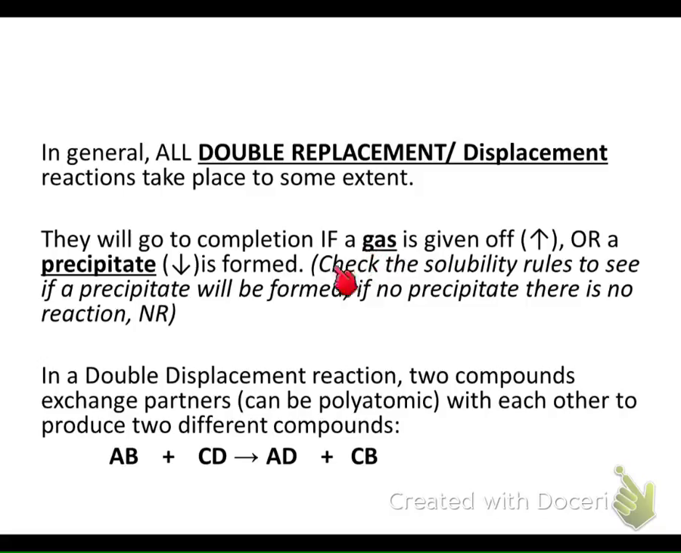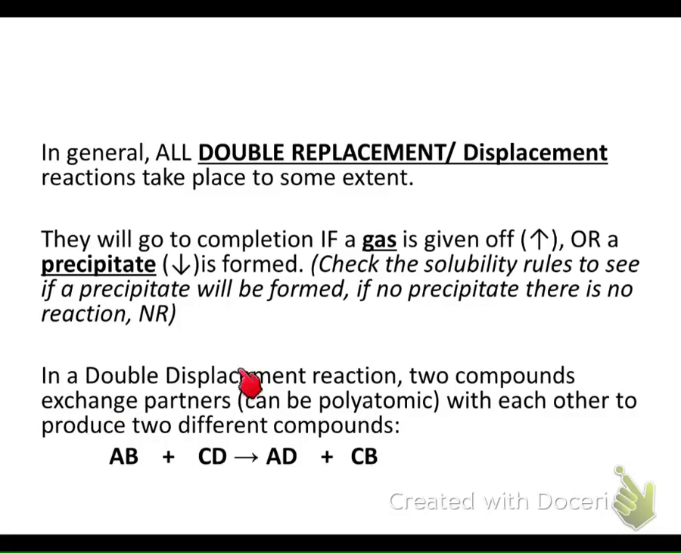We're going to check our solubility rules, which I will teach you how to use in this video, to see if a precipitate will be formed. If there's no precipitate, we would say there's no reaction, or NR. In a double displacement reaction, two compounds exchange partners. One of these things can be polyatomic with each other to produce two different compounds. So we would say compound AB plus CD would yield AD plus CB.